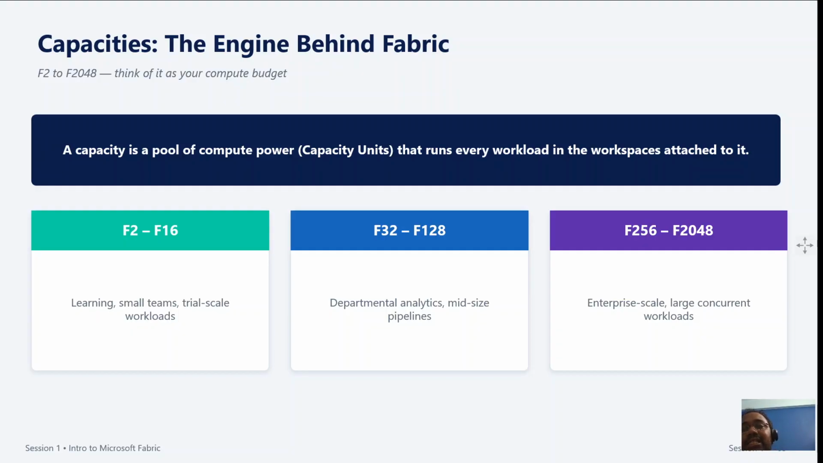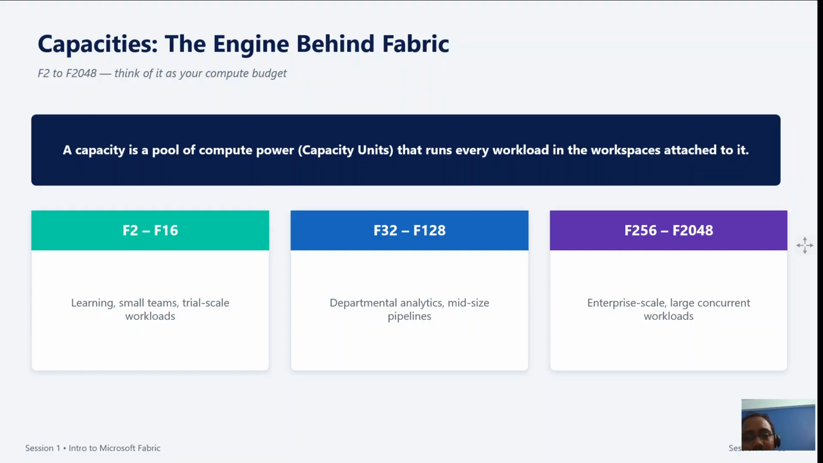Think of a capacity with an example. One more example I want to give you. Think of a capacity like a mobile data plan. A bigger plan, a bigger F SKU, if we call them Fabric SKUs, stock keeping units, means more bandwidth available at once. If 10 people on a plan are all streaming video simultaneously, things will slow down. The same idea applies in Fabric.